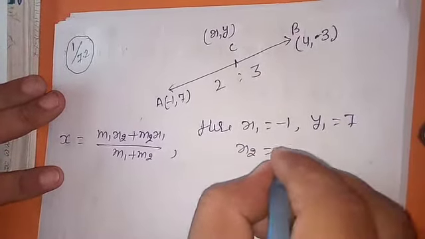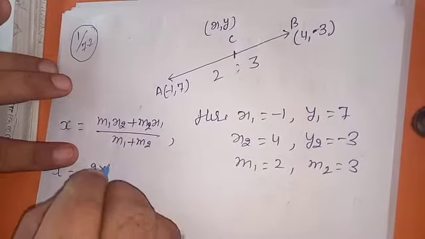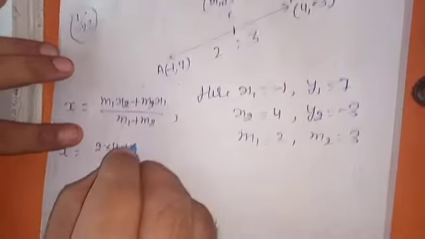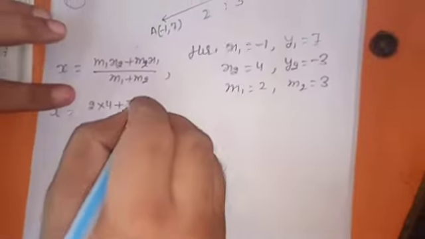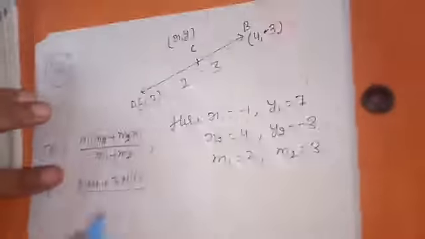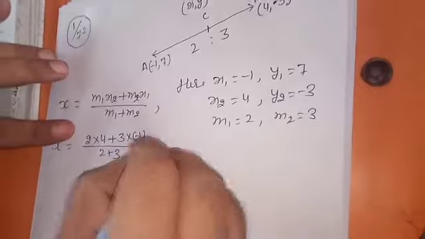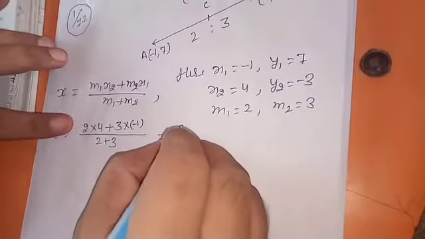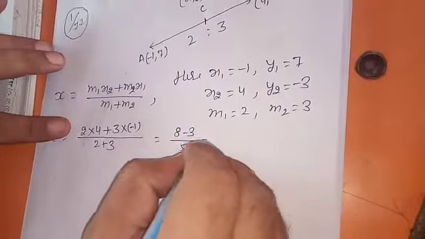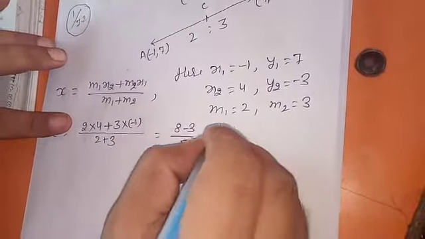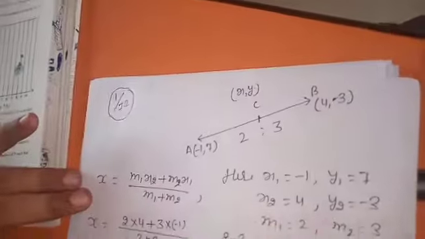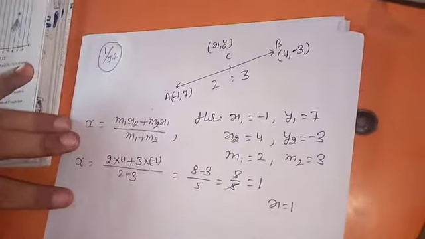Put the values. X is equal to m1 2 into x2 4 plus m2 3 into minus 1, divided by 2 plus 3, which is equal to 8 minus 3 by 5. That means 5 by 5, how much? 1. So the value of x is 1. X is equal to 1.